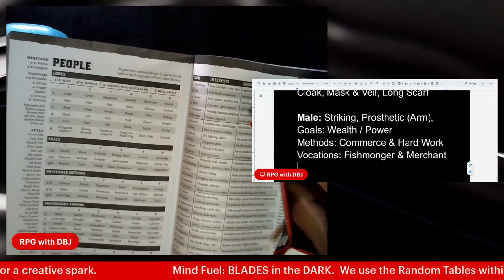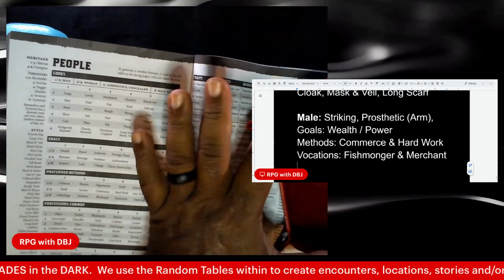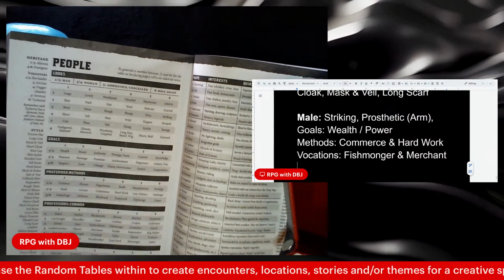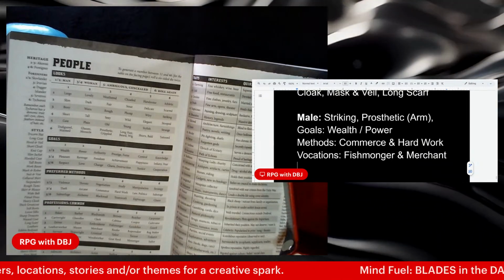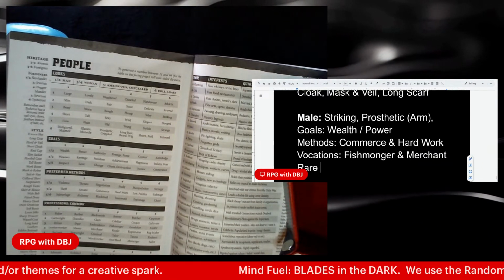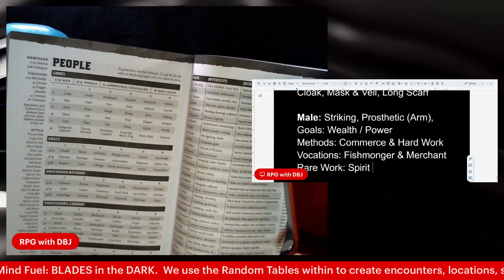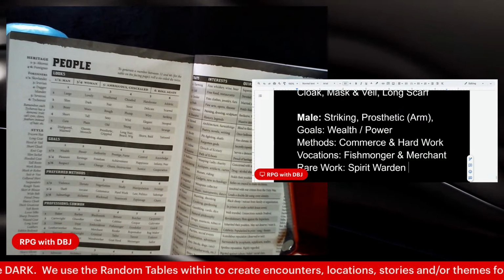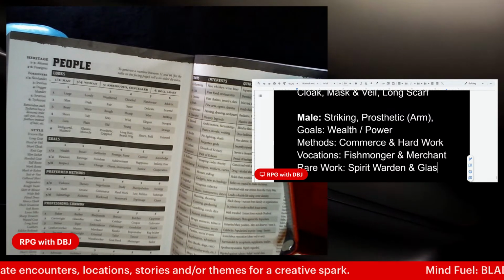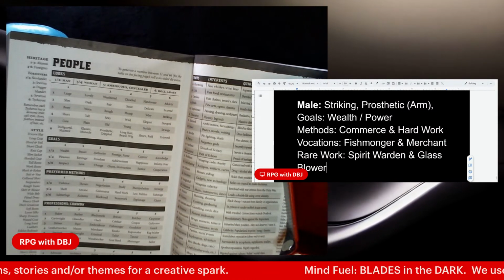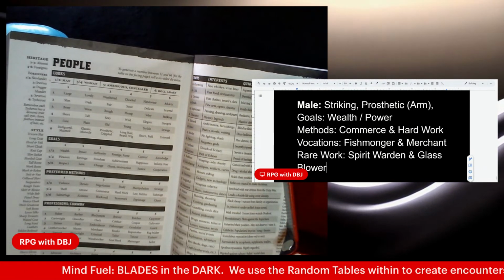And then lastly, rare professions. They don't have to have rare professions, but if you're going to bother naming some NPCs, why not? I rolled a 6 and a 2, or we can do a 2 and a 6. So let's go with 6 and 2. Spirit Warden. Let's see. Rare work. Spirit Warden. And let's go with the other thing. 2 and 6. Glass Blower. All right, so rare profession, Spirit Warden and Glass Blower.